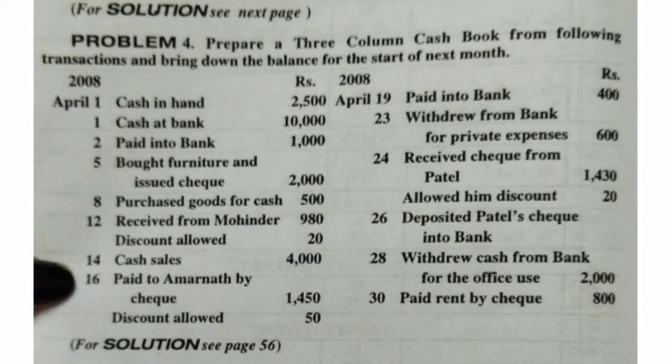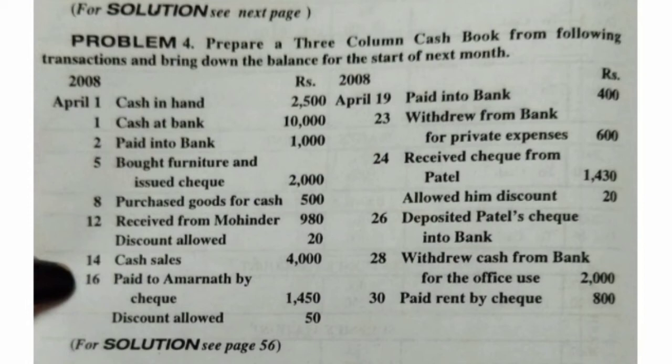So we are paying to Amarnath, that is rupees 1450, and he has given a discount to us, that is rupees 50. So what we need to pay in total to Amarnath is 1450 plus 50, 1500. But what we are paying is 1450 and we are receiving the discount. It is an income, it is a gain. So the entry would be Amarnath account debit 1500 to bank account 1450 to discount received account 50.